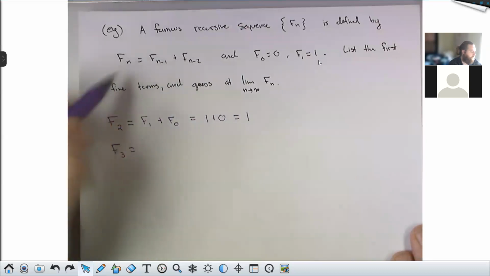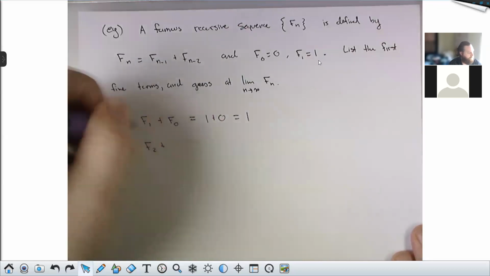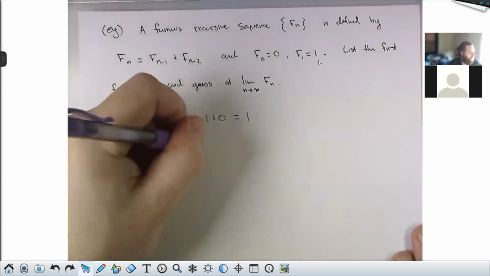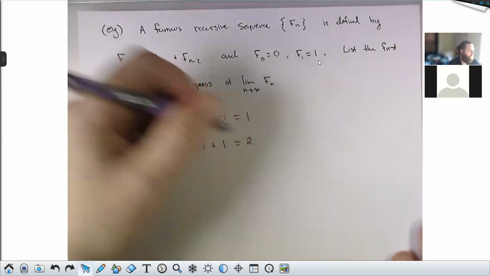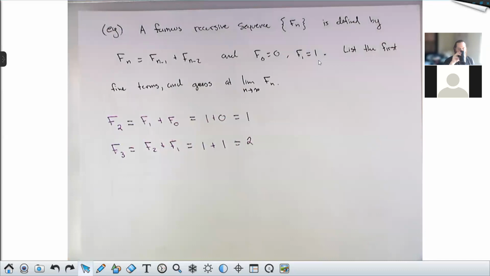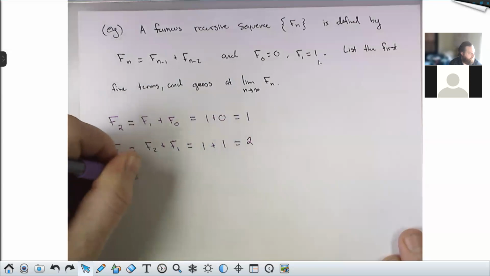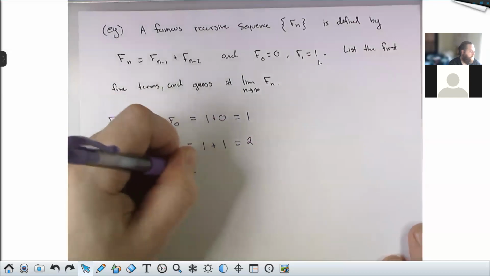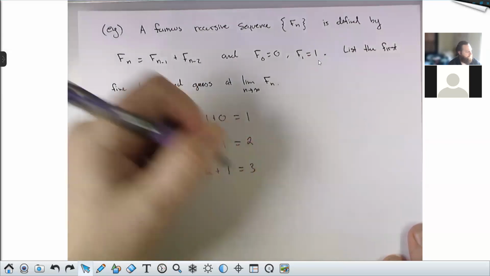Plugging n equals 3 into that recurrence relation, I get F3 equals F2 plus F1. F2 I just calculated is 1, and F1 was given to me. That's also 1, so this is 1 plus 1, which is 2. Very exciting, I know. If I plug n equals 4 into that recurrence relation, it says F4 is equal to F3 plus F2. F3 I just calculated is 2, F2 is 1. So this is 2 plus 1, which is 3.